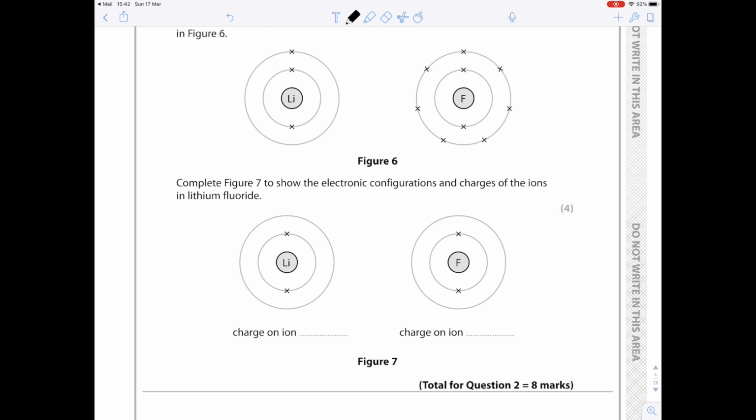So what happens here is you can see that this electron here has been lost. So it's lost a -1 electron, because remember, an electron has a charge of -1. So what will the charge be on the atom? Well, because it's lost an electron, it means it's positive, and it's positive by 1.